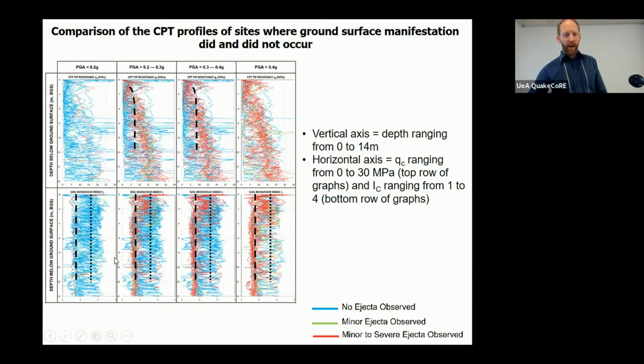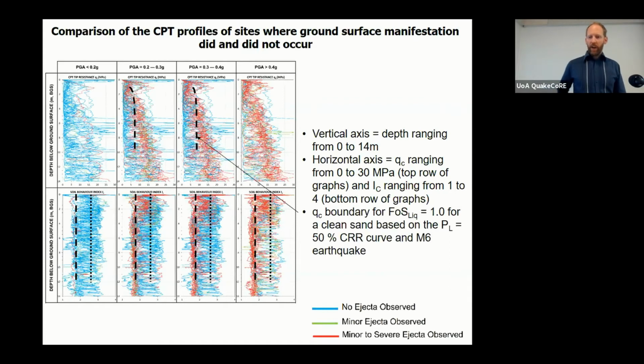And on the bottom row of graphs, we're showing the soil behavior index, which is a measure of whether the soil is sandy or silty. And then the coloring of the graphs: the blue graphs show the soil profiles where no liquefaction occurred. The red traces, or the red graphs, show the soil profiles where liquefaction manifestation occurred and it was severe, and then the green ones are where it was minor, just bordering.